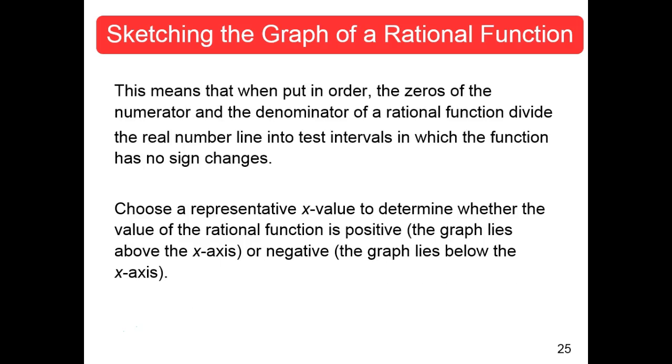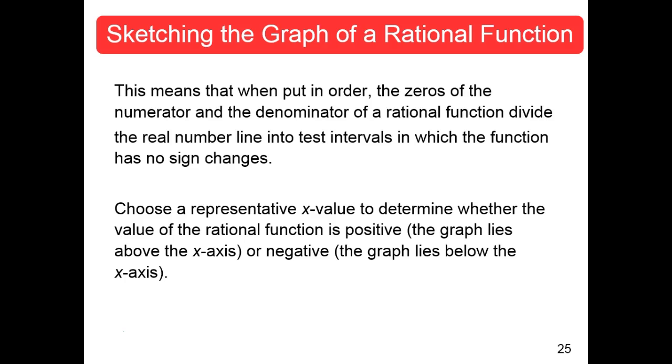Okay, this means that when put in order, the zeros of the numerator and the denominator of a rational function, you can think of zeros of the denominator as vertical asymptotes. That's what you did. That is the zero denominator. They divide the real number line into test intervals for which the function has no sign change. So if you find out what it is there, you got it done.